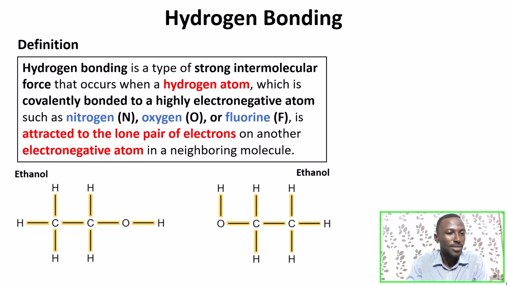So what is hydrogen bonding? Hydrogen bonding is a type of strong intermolecular force that occurs when a hydrogen atom, which is covalently bonded to a highly electronegative atom such as nitrogen, oxygen, or fluorine, is attracted to the lone pair of electrons on another electronegative atom in a neighboring molecule.